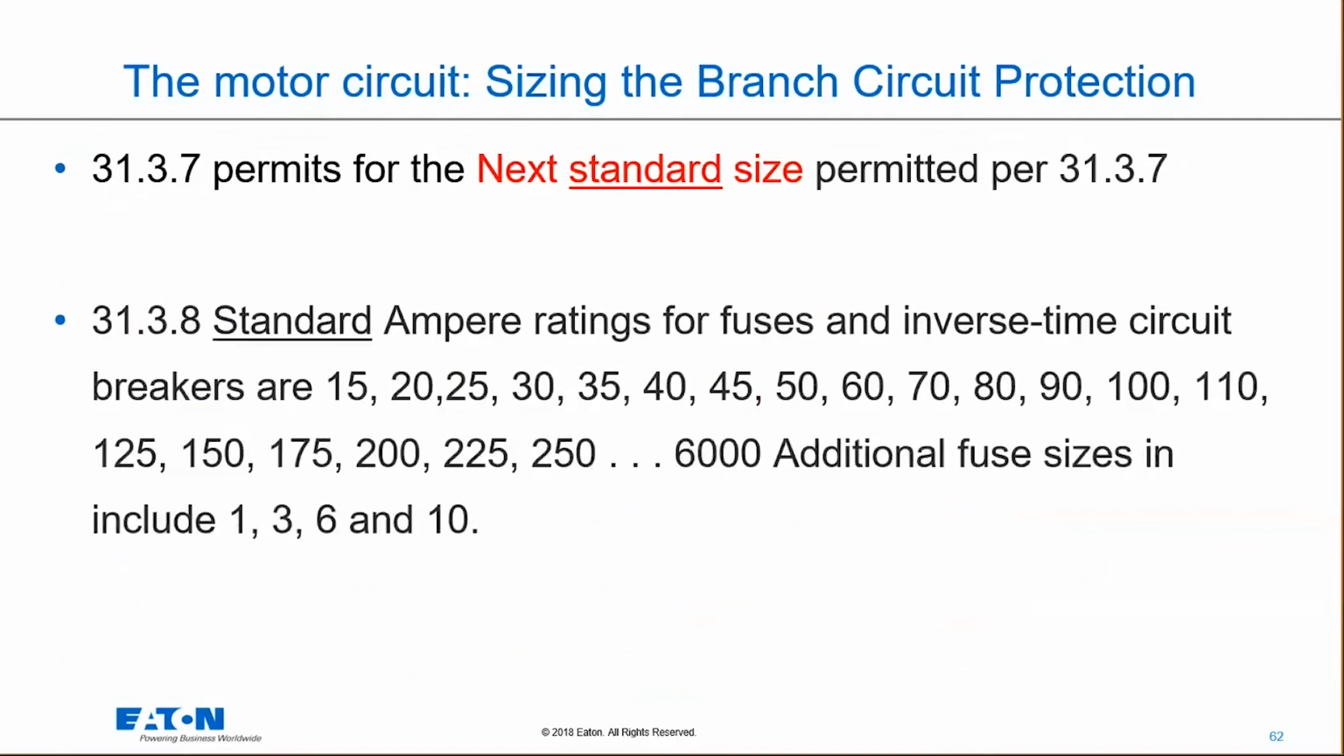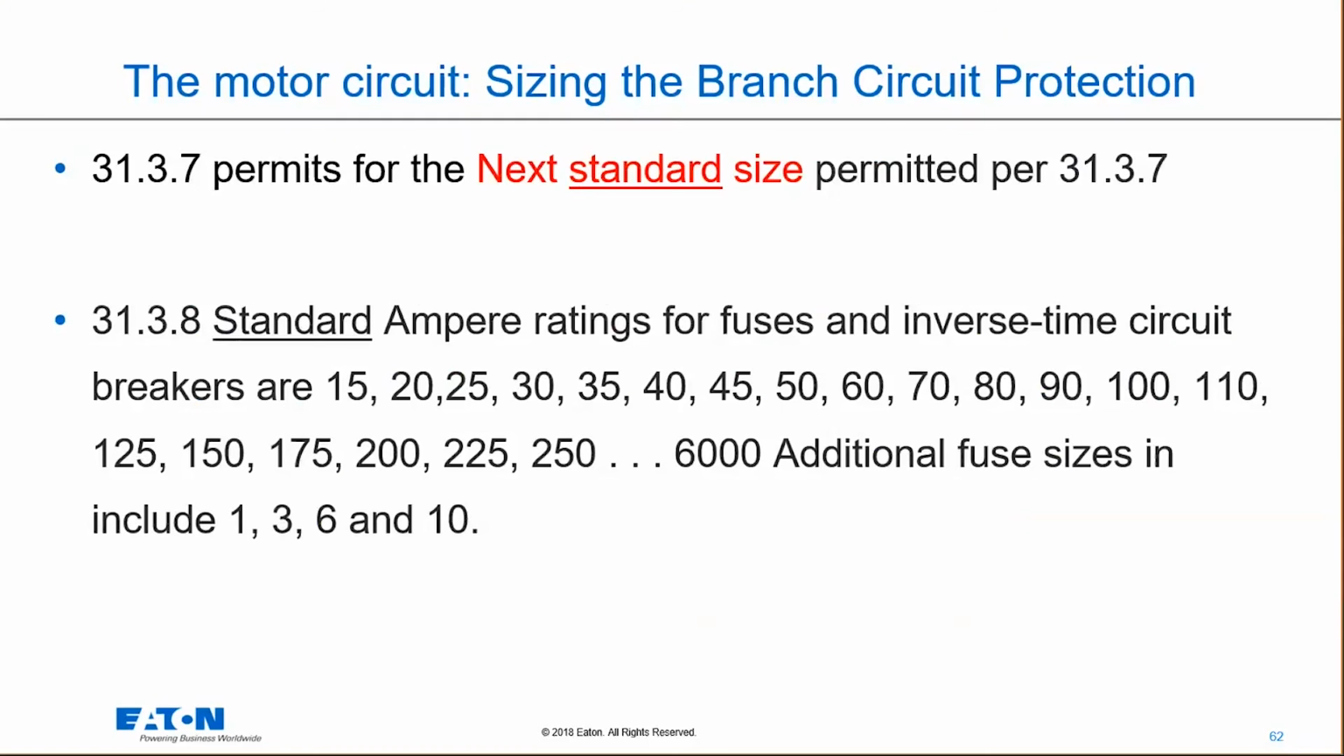Under 31.3.7, since it permits the next standard size, just know that in the NEC and in UL, there are standard ampere ratings for fuses and inverse time circuit breakers. The standard sizes, I didn't list them all on here, but you can certainly see that standard size breakers are 15 amp, 20 amp, 25, 30, 35, and this goes with fuses as well. Additional size fuses are 1, 3, 6, and 10. People who have been around for a while or been using fuses for a while obviously know that we have a lot of in-between sizes that aren't shown as a standard ampere rating.